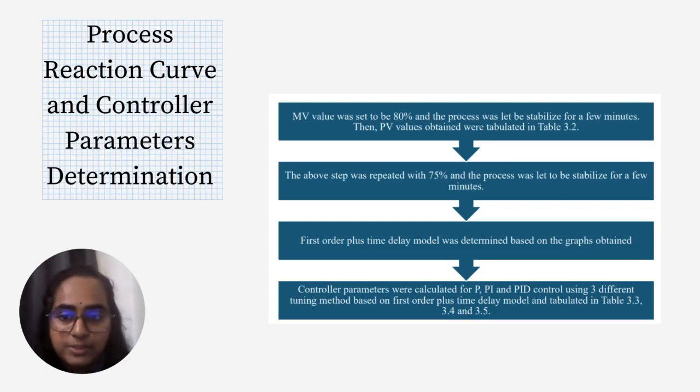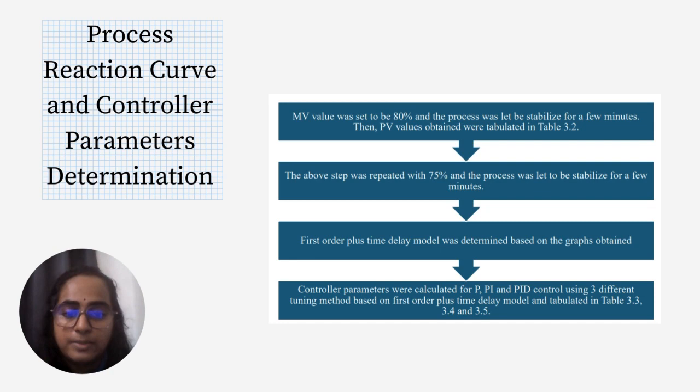Moving on to the second procedure, which is the process regression curve and also the controller parameter determination. Firstly, the MV value was set to 80%, and the process was left to stabilize for a few minutes, and then the PV values were obtained and tabulated in table 3.2. Then the above step was repeated with 75%, and the process was left to stabilize for a few minutes. And then the first order plus time delay model was determined based on the graph obtained.